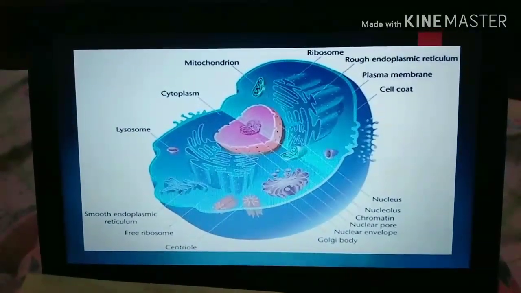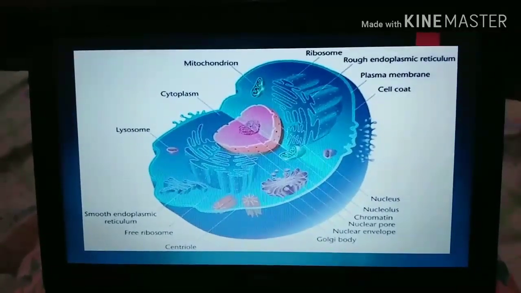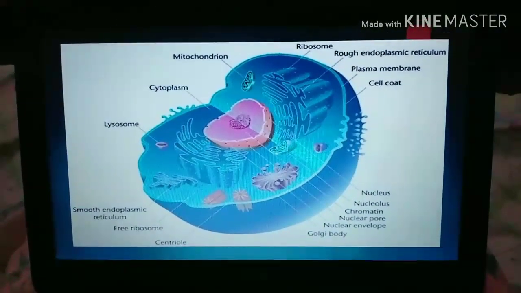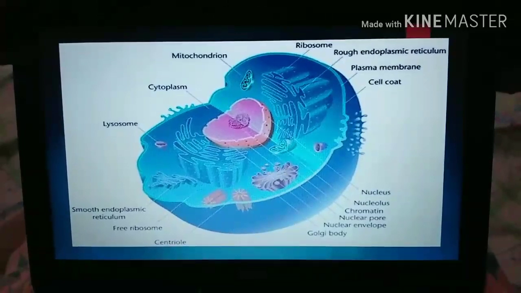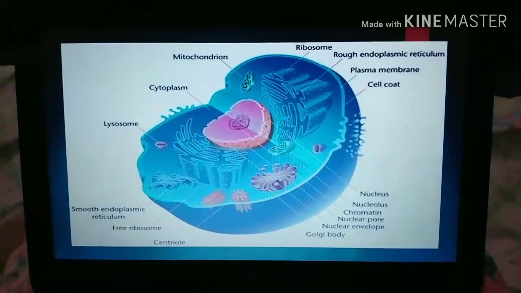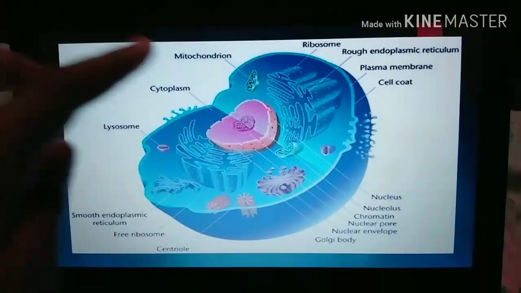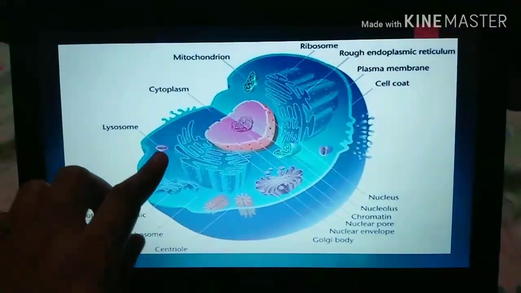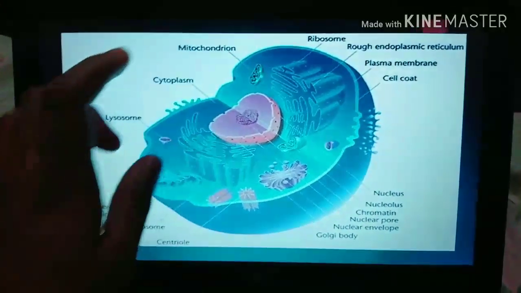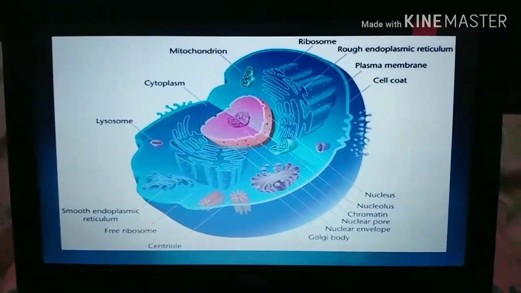The outermost boundary of the nucleus is the nuclear envelope, and that nuclear envelope is punctuated with pores that control the passage of ions, molecules, and RNA between the nucleoplasm and cytoplasm. The cytoplasm is a gel-like fluid that fills the entire inside of the cell. So the cytoplasm is where most of the cell's metabolic reactions occur.